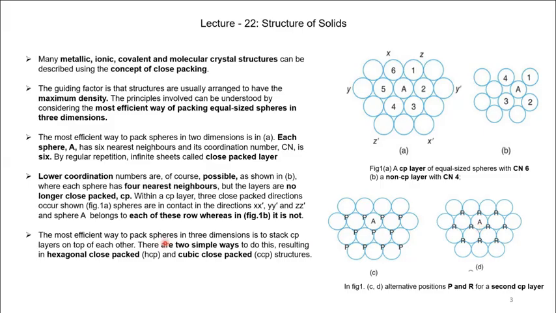So there are two simple ways of close packing. One we call hexagonal close pack, that is HCP, and another called cubic close pack, that is CCP structures. Now, how do we describe a hexagonal close packing or a cubic close packing? We go for that then.